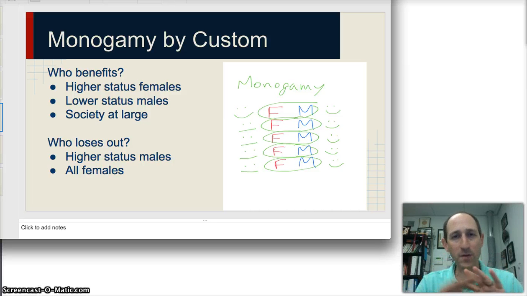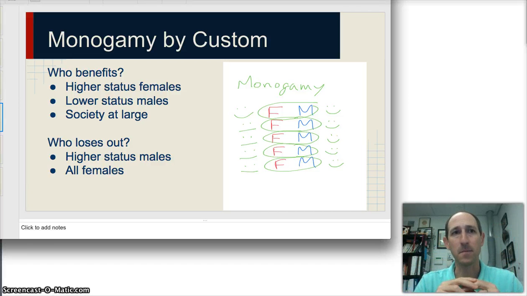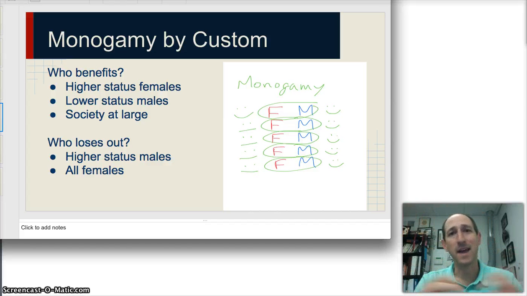So society as a whole benefits, but individuals who, as a male at the top, might have previously been able to monopolize more than one female, or in fact almost all females who before would be able to marry up, they benefit from a more stable society, but they lose out in terms of being able to get together with a male of higher status as easily.